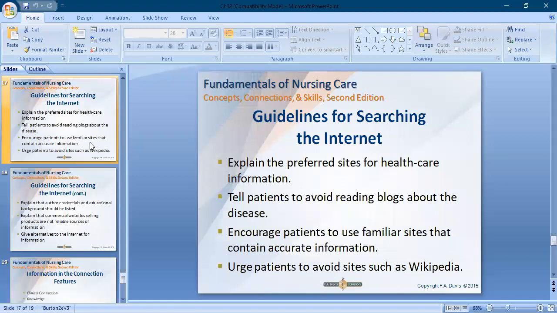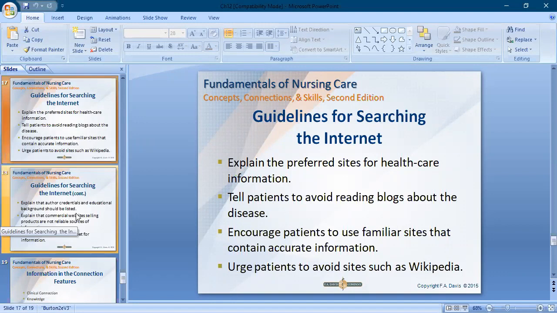Tell the patient to avoid reading blogs because there is so much propaganda in between. Some are fake, not true. It is not good to read them because they make patients panic, and cause anxiety and stress about the disease. Encourage the patient to use familiar sites that contain the most accurate information, right? So this is the way we have to find the right information when searching the internet.